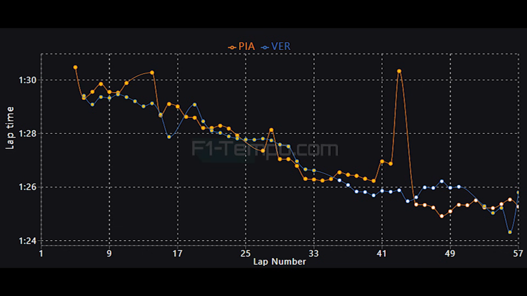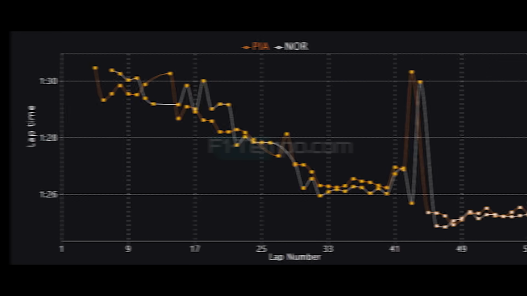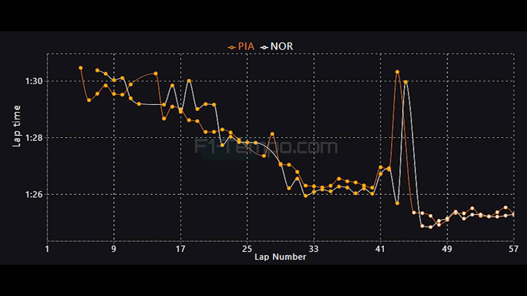This is all despite the fact that Piastri still has worse race pace than his teammate, although that gap is slowly coming down. But to show that, I have the lap times of Norris and Piastri. Oscar is definitely getting closer to Norris in terms of race pace, but he is still lacking just a little bit. But in time he will definitely get there.